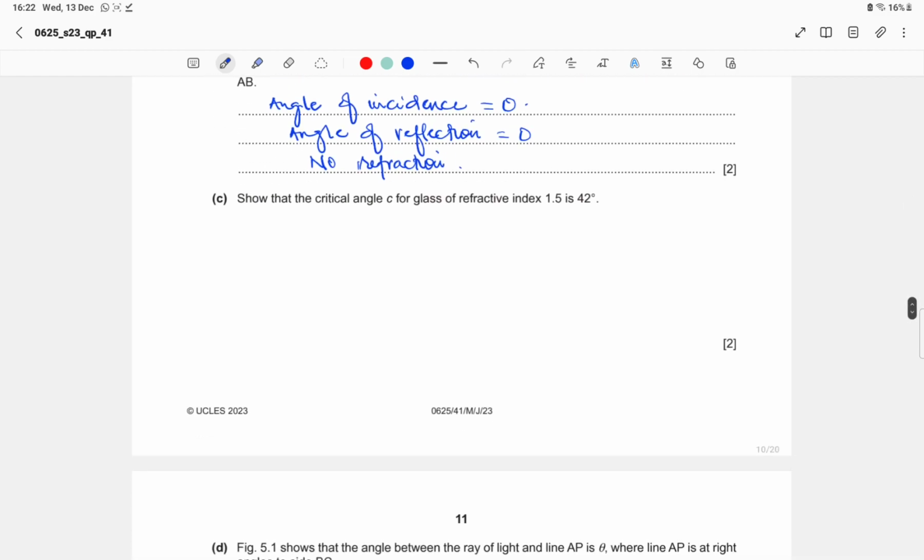Okay, show that the critical angle C of the glass with refractive index 1.5 is 42 degrees. So the simple formula is C, the critical angle, equals sine inverse of 1 over n, where n is 1.5. So you put this value into the calculator and you will get your answer, 42 degrees.